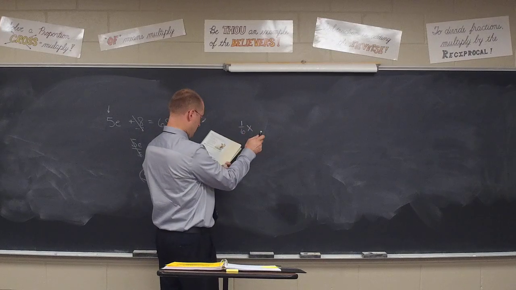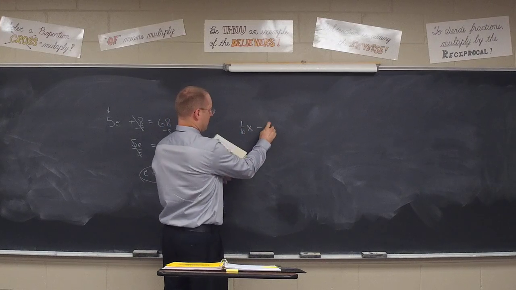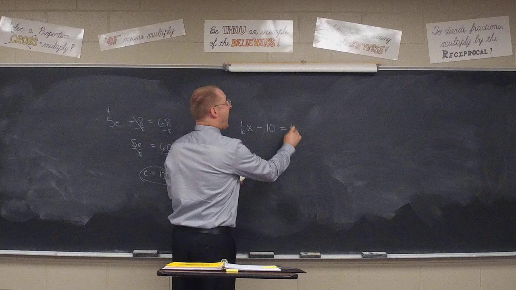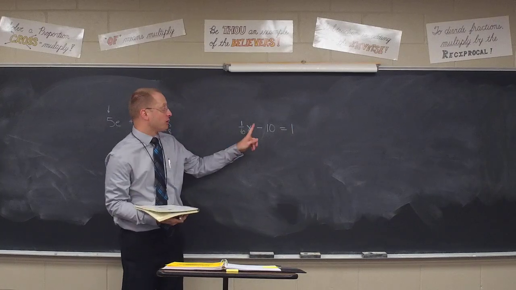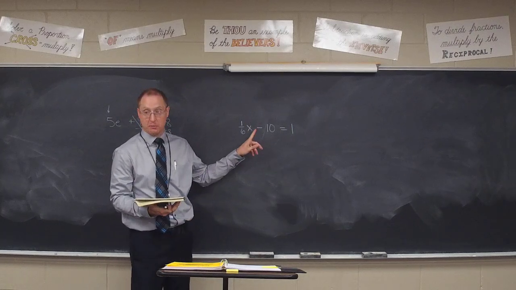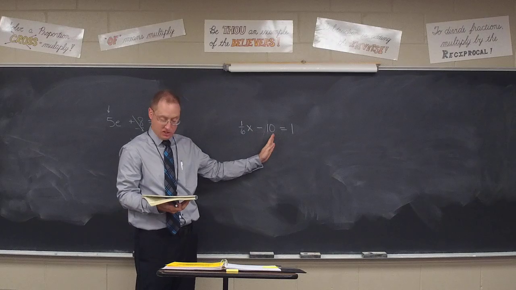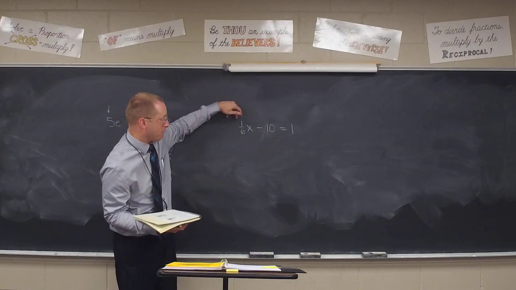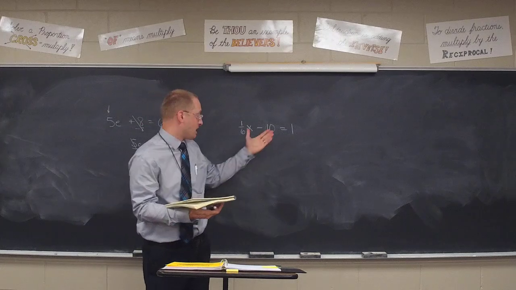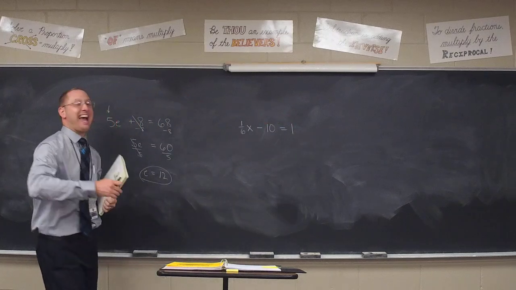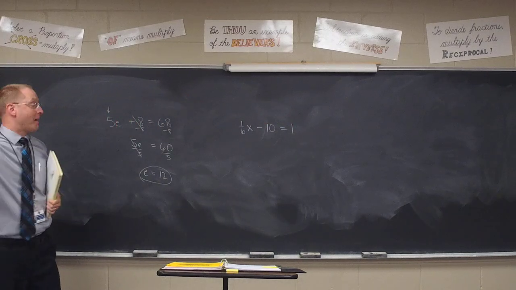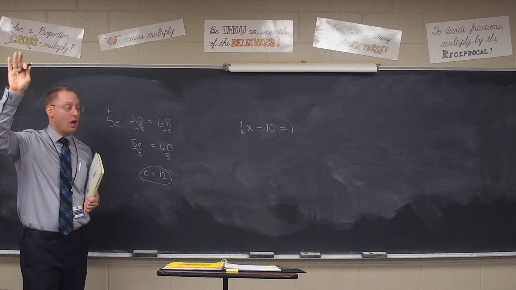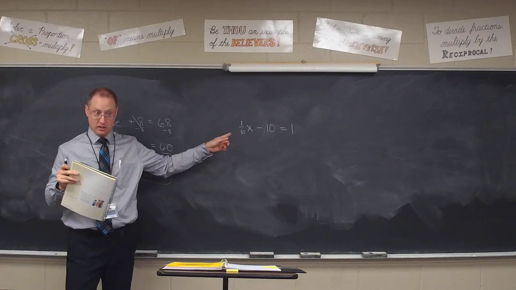1/6 X minus 10 equals 1. Outstanding job. She remembered the less than meant subtract, but it also meant flip. So not 10 minus, but something minus 10. 1/6 of, she remembered that of means multiply, so 1/6 of a number, 1/6 x, and then, of course, is 1 equals 1. How many have that same equation? Just maybe you used a different letter. All right, questions on this?